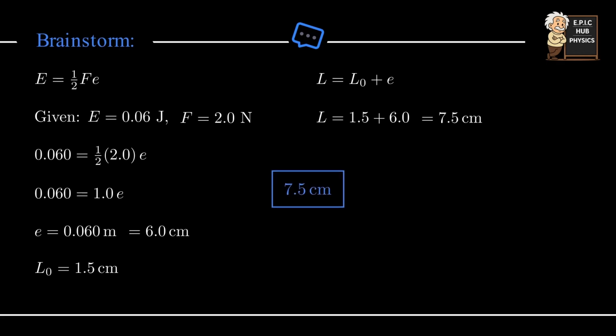What did we do? We started with the equation for elastic potential energy in terms of force and extension. Then, we substituted the given values for the energy and the applied force to calculate the extension of the spring. Finally, we added this extension to the original length of the spring to determine its new stretched length.